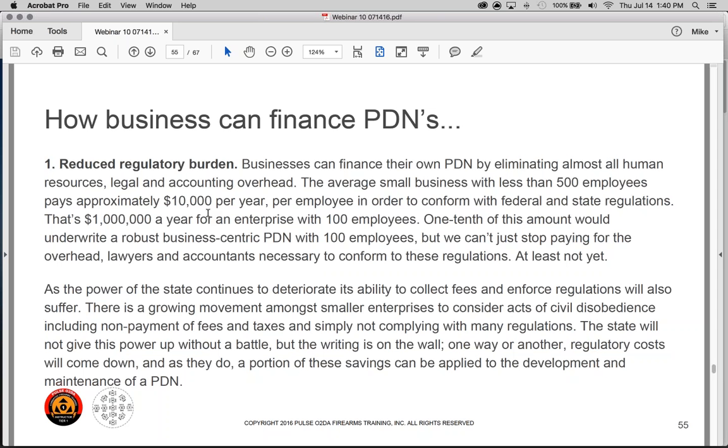Obviously, the state will not give this power up without a battle, and once again, where required, where by law we're supposed to do this. We're not remotely suggesting that you should do anything against the law, but we're simply looking forward here at what we think will likely transpire. We think the writing is on the wall. In one way or another, the regulatory costs will come down. And as they do, a portion of these savings can be applied to the development and maintenance of a private defense network.